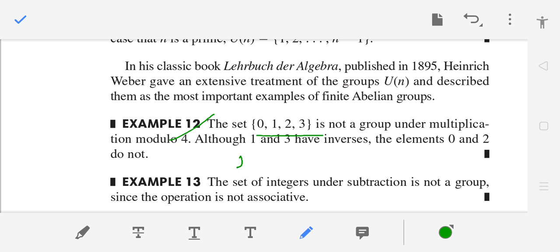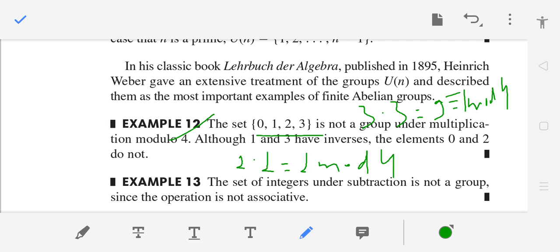The inverse of 1 is again 1, because 1 times 1 is 1 mod 4. And if you take 3, then 3 times 3 is 9, which is congruent to 1 mod 4. So the inverses of 1 and 3 exist, but 0 and 2 do not have inverses, so it is not a group, because 0 is not congruent to 1 mod 4 in any case, and 2 times b is not congruent to 1 mod 4 for any b. So it is all clear.